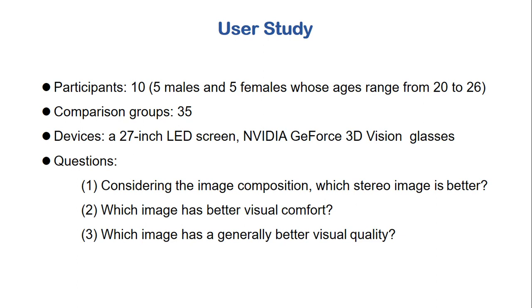The comparison stereoscopic images are displayed side by side on a 27-inch LED screen in a random order, while each user wears NVIDIA GeForce 3D Vision glasses for viewing those images at a distance of 1 meter away from the screen. For each comparison, the users need to select the preferred image based on their subjective feelings. Especially, they need to answer the following 3 questions.